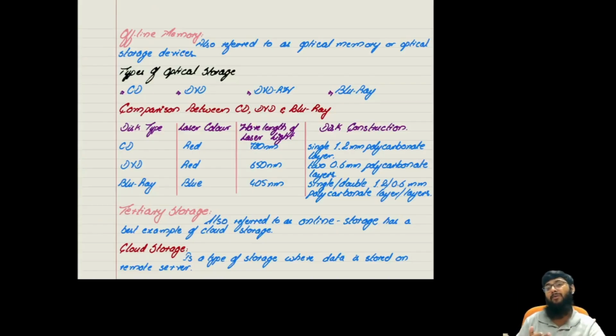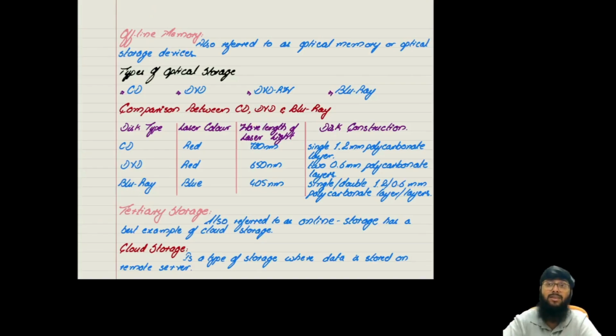So we will be coming towards the offline memory today. We are done with the primary storage devices. We are done with the secondary storage devices. In this session we are going to do the offline storage, and in the upcoming session we will be doing the tertiary. If you can see the headings. Now the offline storage.